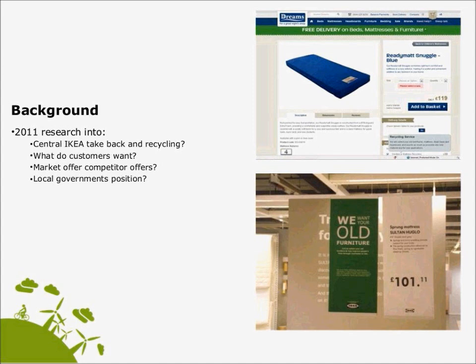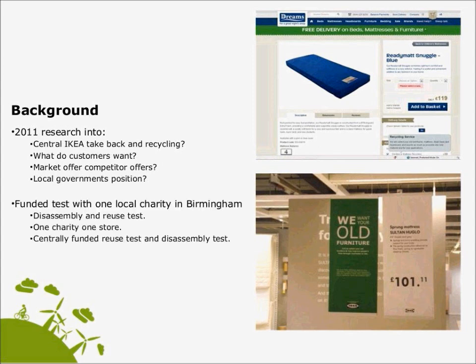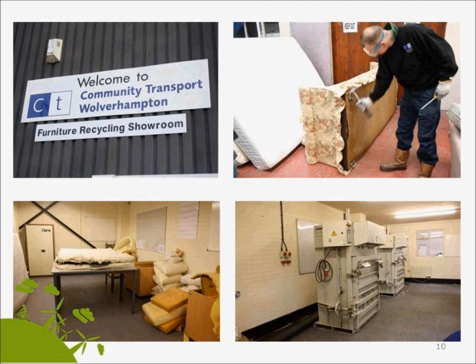We can get goods one way on the trucks very efficiently, but actually getting the stuff back is a different proposition. We funded a test with one local charity in Birmingham. It was a disassembly and reuse test. We wanted to see if we could actually stimulate a small local economy where they would refurbish and employ people to refurbish and disassemble. And then we tested that, and it was centrally funded from our service office in London.